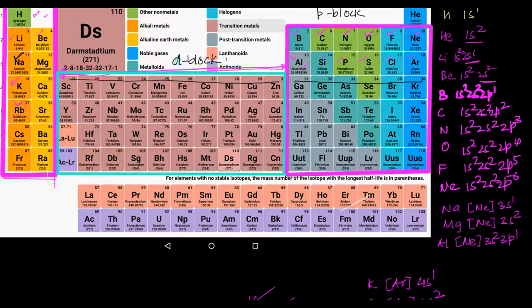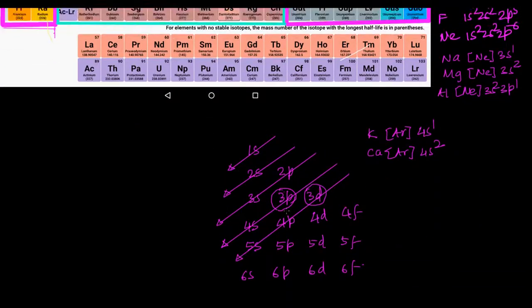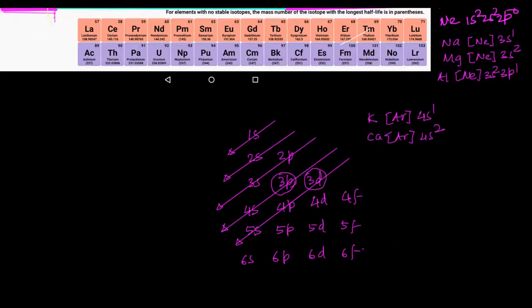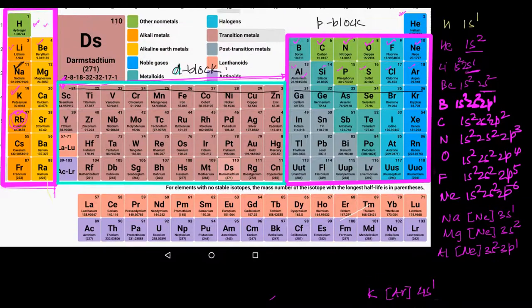Okay, rubidium is 5s, and then comes strontium, that is 5s2. And then we again go to 4d. You see, from 5s we come to 4d. Get that? So this is 4d. So this whole block is 4d, from yttrium, getting filled up.